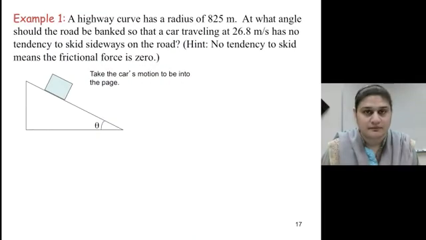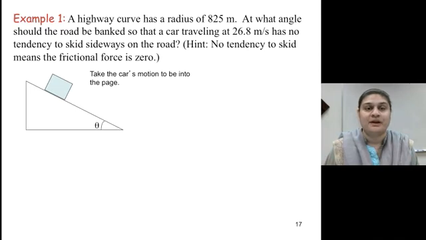So now let's look at a problem. A highway has a curve that has a radius of 825 meters. At what angle should the road be banked so the car traveling at 26.8 meters per second has no tendency to skid sideways on the road?